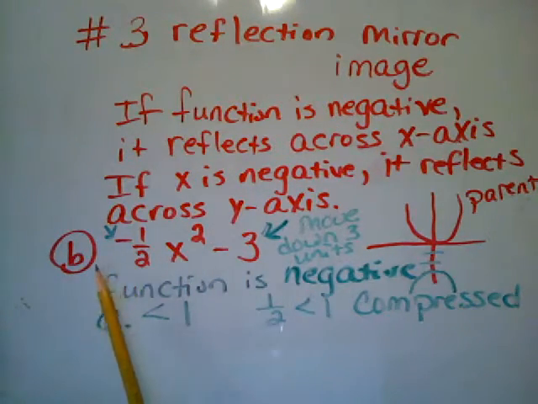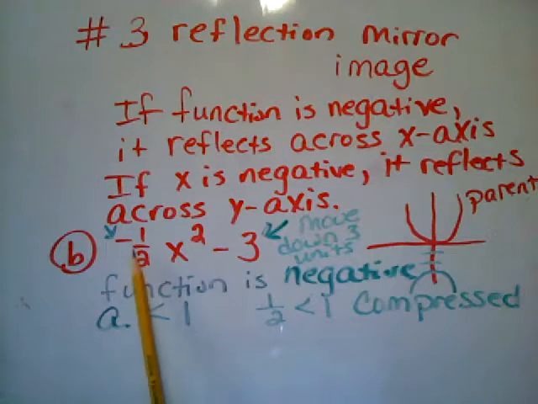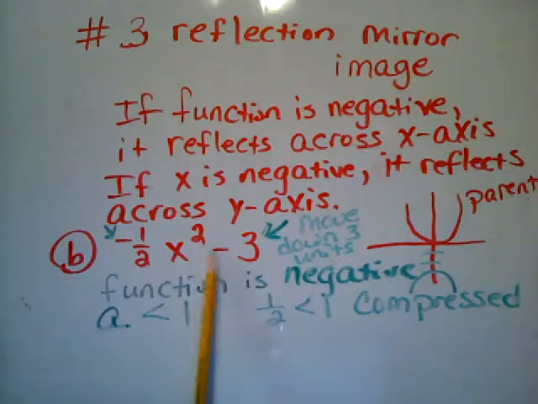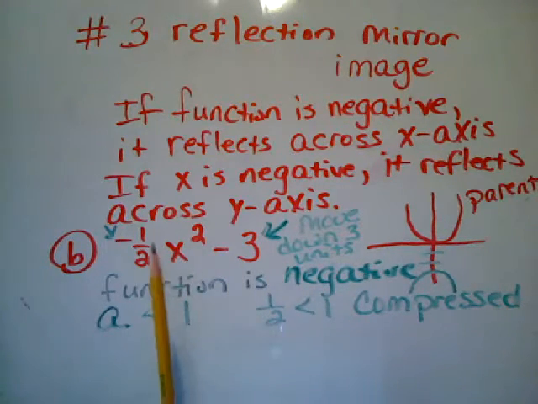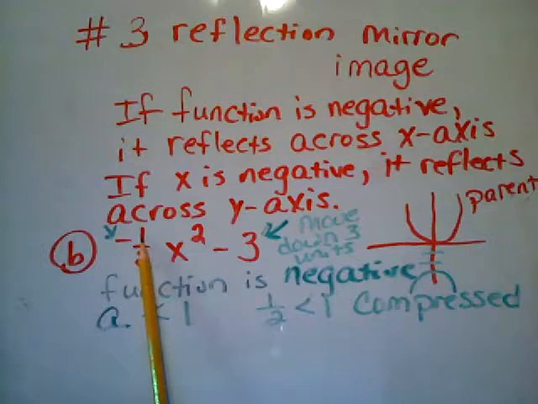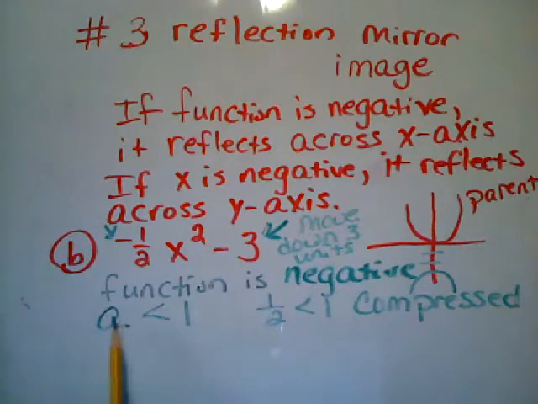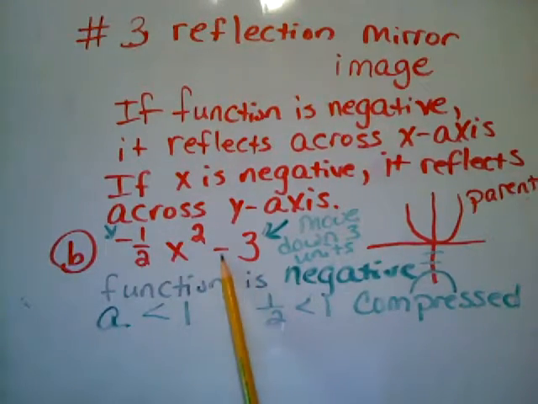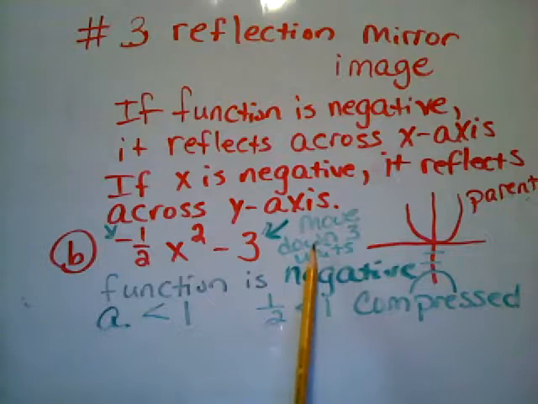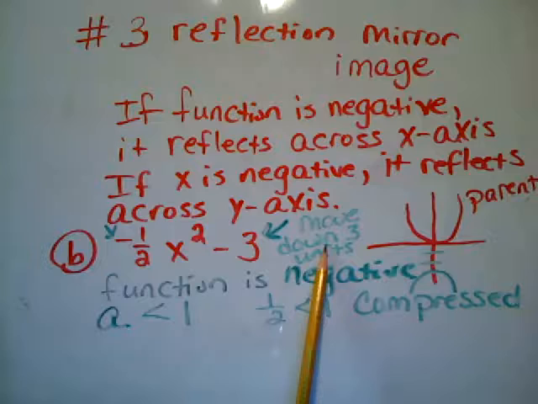So let's look at this. Example B says negative 1/2 x squared minus 3. Now we have many things to look at. The first thing we're going to look at is that we know it's a half. So a is less than 1, and if a half is less than 1, then it's compressed. That's number 2, the dilation that we talked about. We also know that c is a negative 3, so we know that it's going to have to move down 3 units. Okay, that's the translation that we talked about.